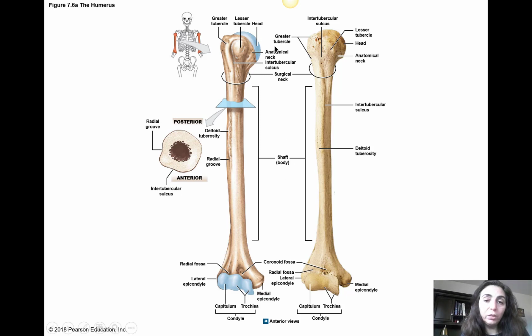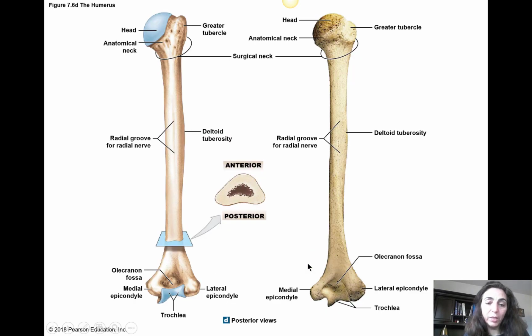So you have the head here, lesser tubercle, greater tubercle, intertubercular sulcus here. Then you have the shaft. And also here you have the deltoid tuberosity, that is kind of a spiral and continues over there. And for the distal end, you have the medial side, medial epicondyle, you have the trochlea, these two together, and you have the capitulum. Above them, you have the coronoid fossa, and above this capitulum, you have the radial fossa.